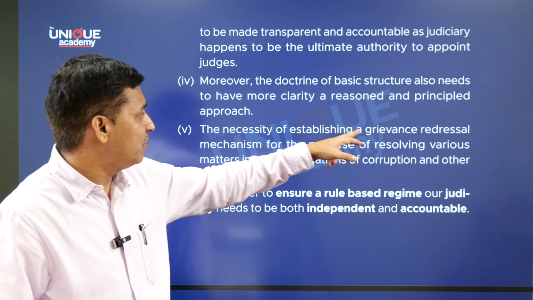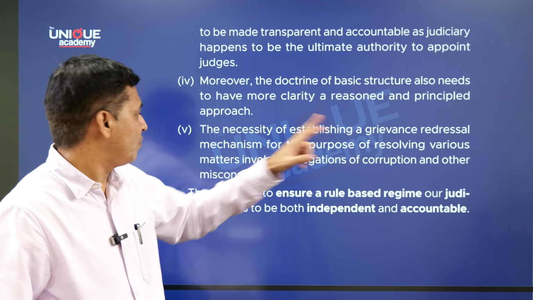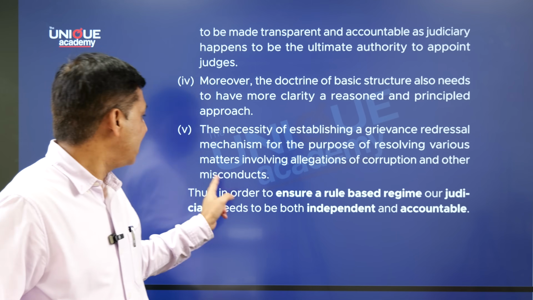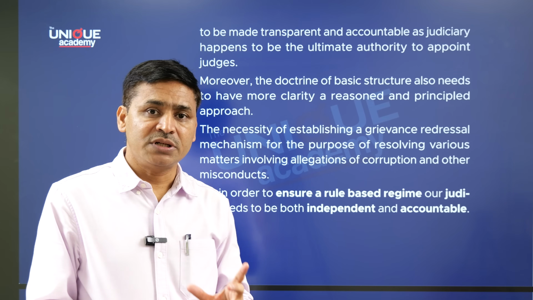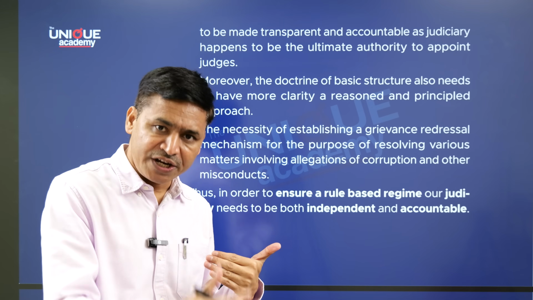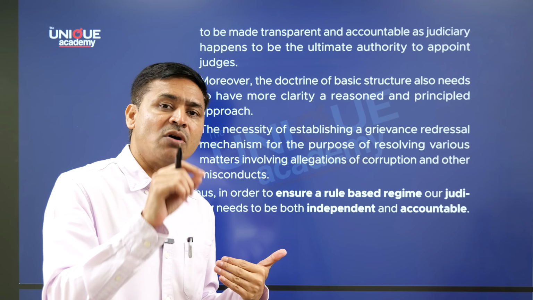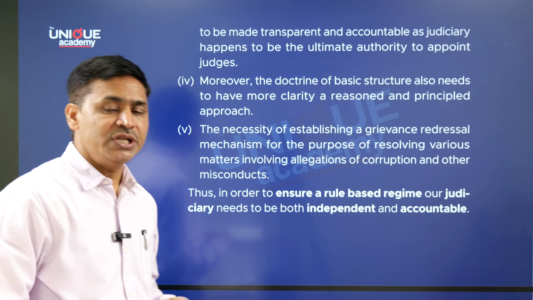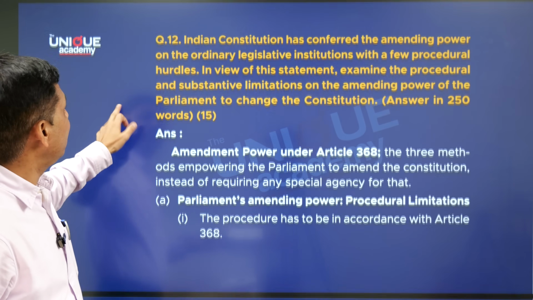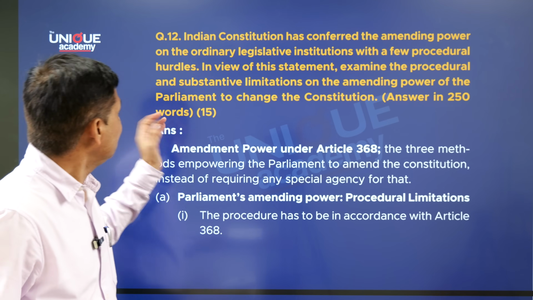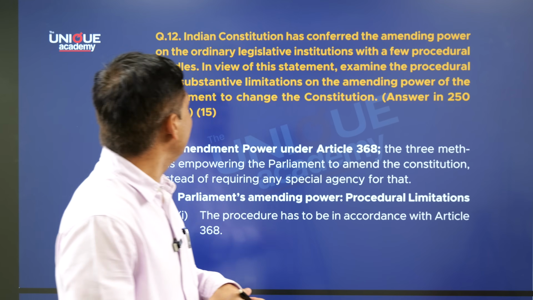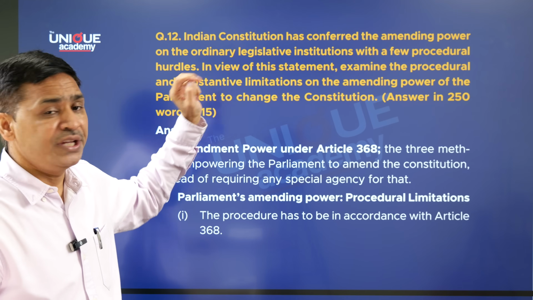The fifth is the necessity of establishing a grievance redressal mechanism for the purpose of resolving various matters involving, importantly, allegations of corruption and other misconducts by the members of the judiciary. So these are five very precise and particular points which underscore the need of accountability on the part of the judiciary. This is how we can elaborate upon our position. Now this 12th question: the Indian Constitution has conferred the amending power on the ordinary legislative institution.